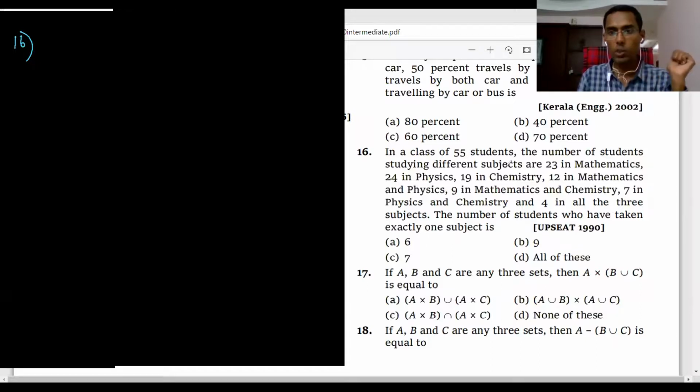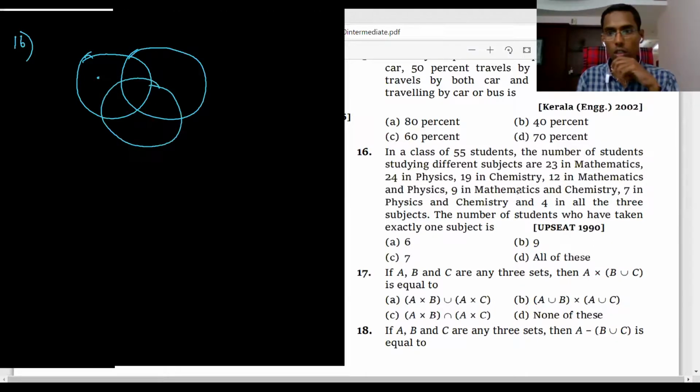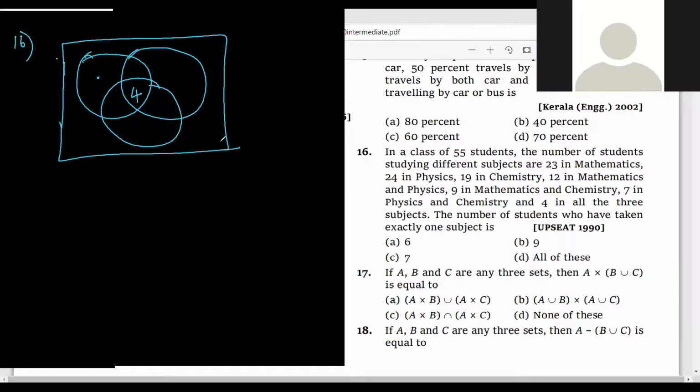In a class of 55 students, the number of students studying different subjects are given here: 23, 24, 19, like this. This is 23, this is 19, then this is 12 and here 19. The 12 is mathematics and physics, 9 is mathematics and chemistry, 7 is physics and chemistry, and 4 in all three. 4 in all three means here.